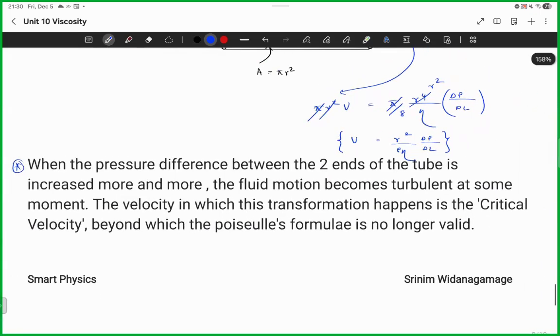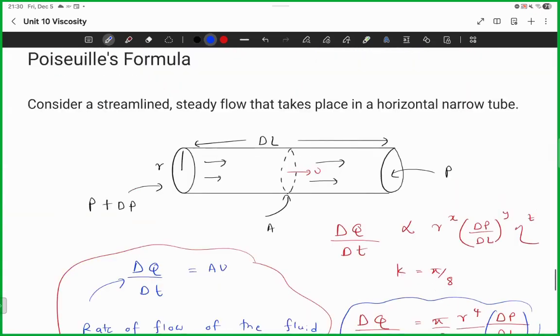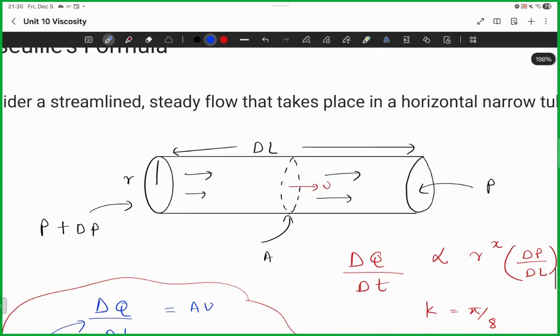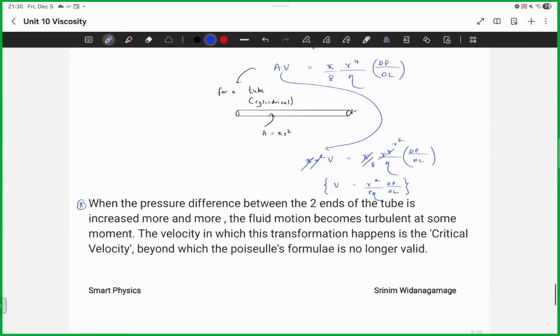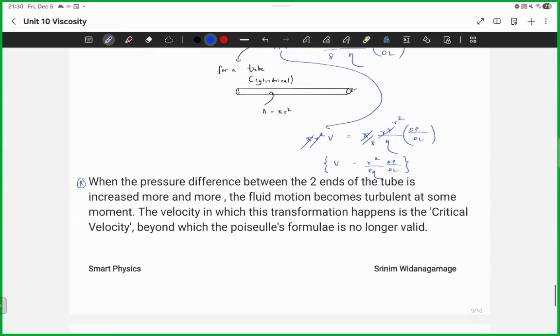So when the pressure difference between the two ends of the tube is increased more and more, what's going to happen? When you increase the pressure difference more and more, there will be a stage where the motion will become turbulent. The fluid motion becomes turbulent at some moment. The velocity at which this transformation happens is known as what? The critical velocity, beyond which we say Poisson's formula is no longer valid. So we can't have huge pressure differences, beyond which it's not valid, right?